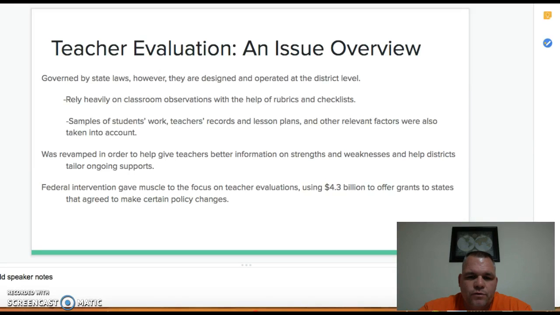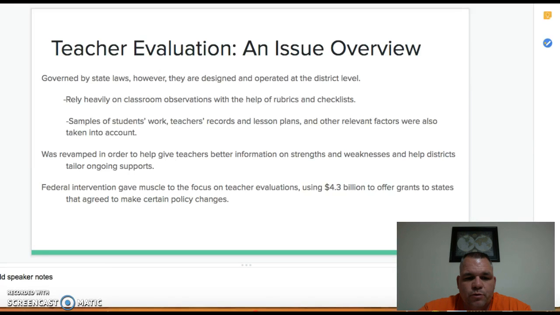As a new teacher, at first I was kind of confused with it, but having done it now for my short fourth year in teaching, I do get what they're looking at when it comes to evaluations and why they do it the way they do. The article also talked about how the teacher evaluation process was revamped in order to help give teachers better information on strengths and weaknesses and to help the school districts tailor ongoing supports. I know I'll talk about this later, but in my school district, the evaluation process is all about strengths and weaknesses for us, from the beginning to the end, and our school district does use feedback on our evaluations to decide how they're going to do professional development and things like that, so I can understand it.